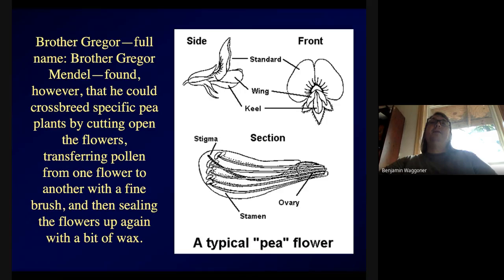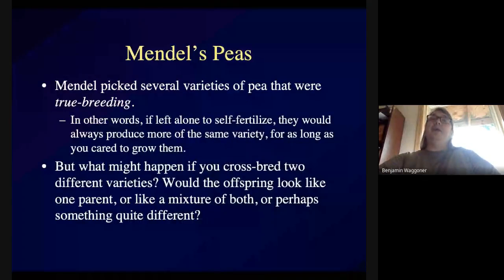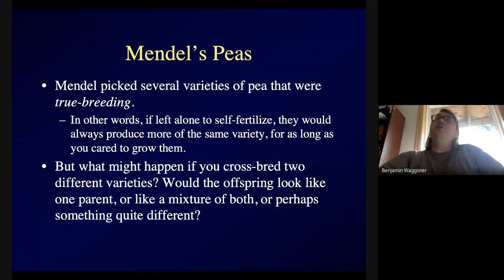So he picked peas. He selected several varieties of pea that he knew bred true, which means that if you left them alone and you let them self-fertilize, they would always produce more of the same. If you planted dwarf peas and you just let them do their thing, you could save some of those seeds and plant them again next year, and you get more dwarf peas. And then seeds from that generation would produce more dwarf peas, and so on. For as long as you cared to keep growing, you were always going to get the same variety of peas. So we say that his varieties breed true.